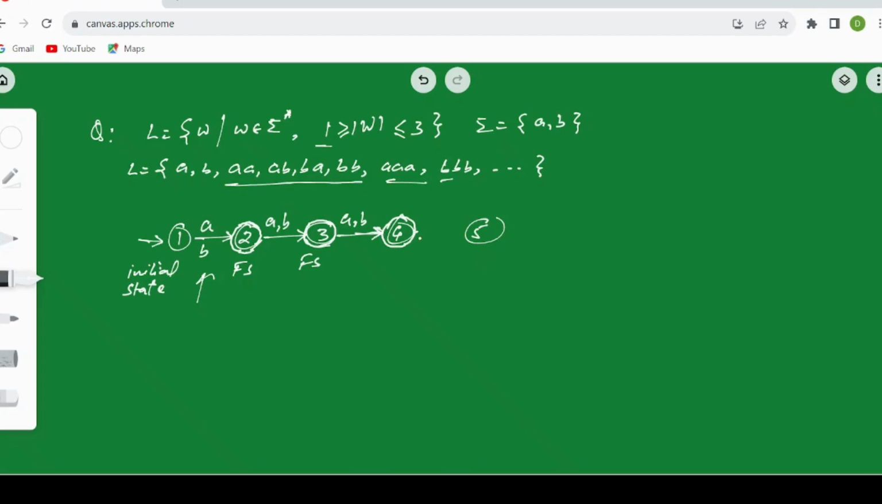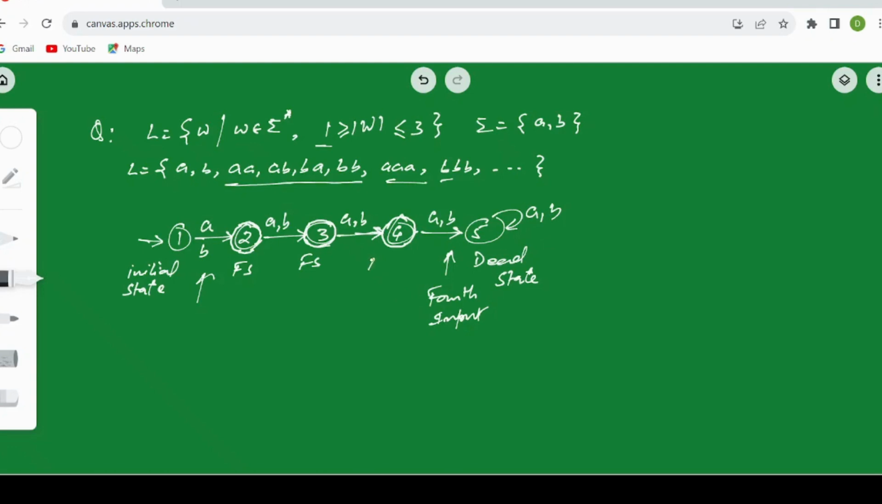If you get further input, that is the fourth input onwards, that is to be rejected. Therefore, the further input, if it is A or B, is to be directed to a dead state. So fourth input onwards should be rejected by the automaton.